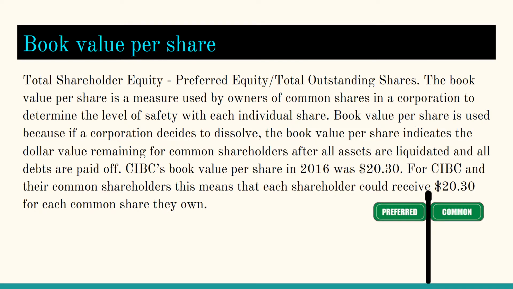You can calculate book value per share by taking total shareholder equity, subtracting preferred equity, and dividing it by total outstanding shares. The book value per share is a measure used by owners of common shares in a corporation to determine the level of safety with each individual share. Book value per share is used because if a corporation decides to dissolve, the book value per share indicates the dollar value remaining for common shareholders after all assets are liquidated and all debts are paid off.